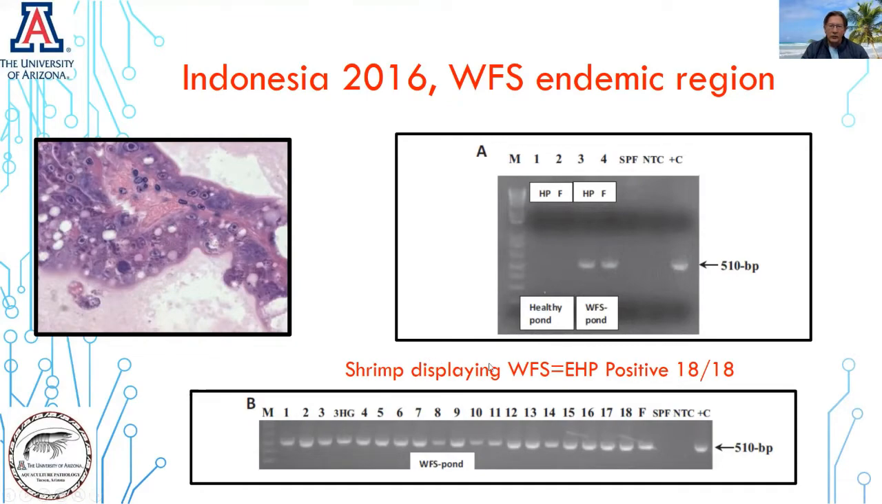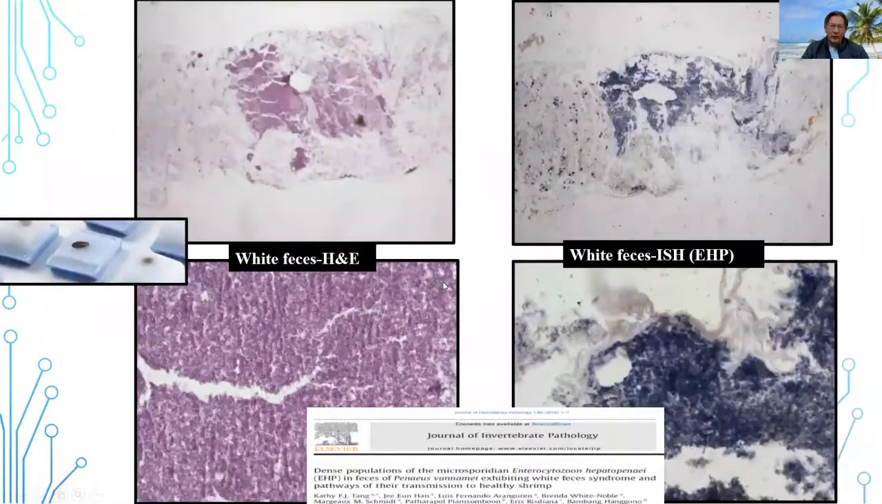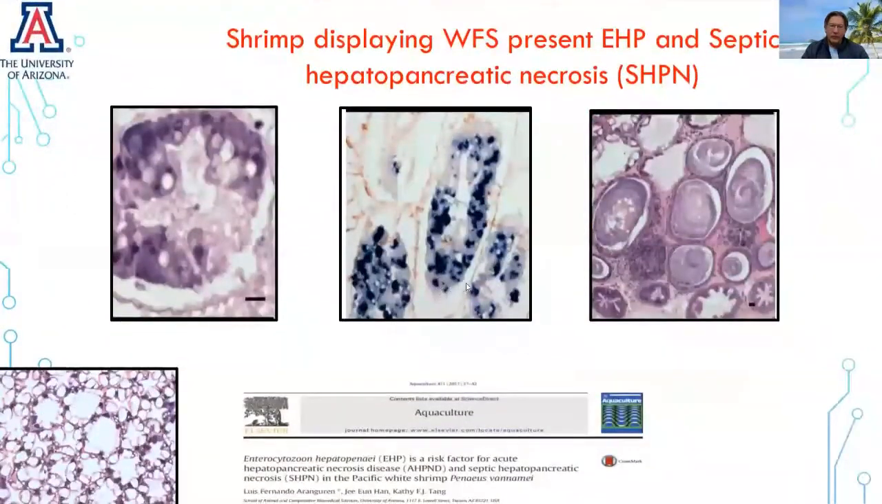Also, we took samples of the fecal strings. We made paraffin blocks with the fecal strings, and we did histopathology, and later on we did in situ hybridization. Again, all the samples of fecal strings were positive for EHP. Not only was EHP found in the animals displaying white feces, we also found secondary vibriosis, basically what is called septic hepatopancreatic necrosis, usually caused by opportunistic vibrios.